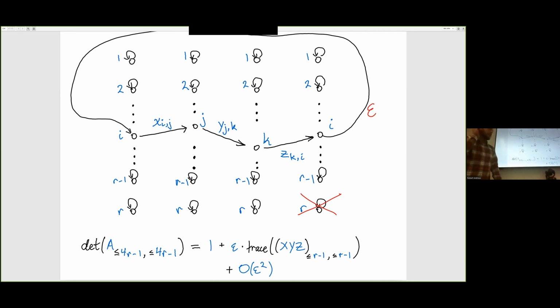Is it important that you just delete one of the 4 vertices? No. It's not so important that I deleted just one here. I could have deleted 2 or 3 or half of them. Right. And you'll get that the linear term will be a trace of some smaller and smaller submatrix of the product.